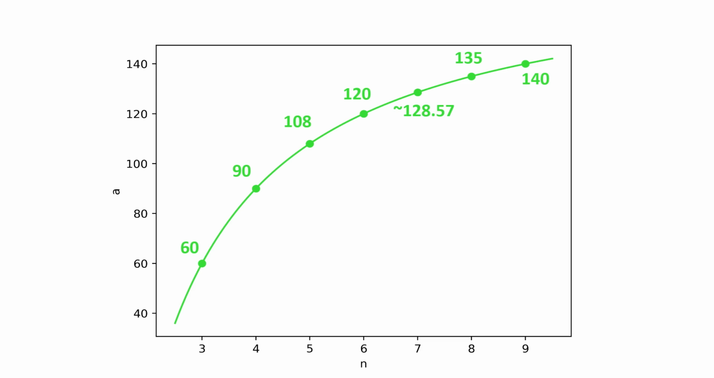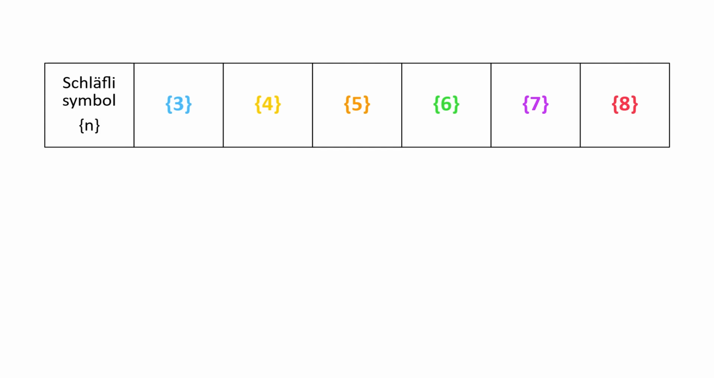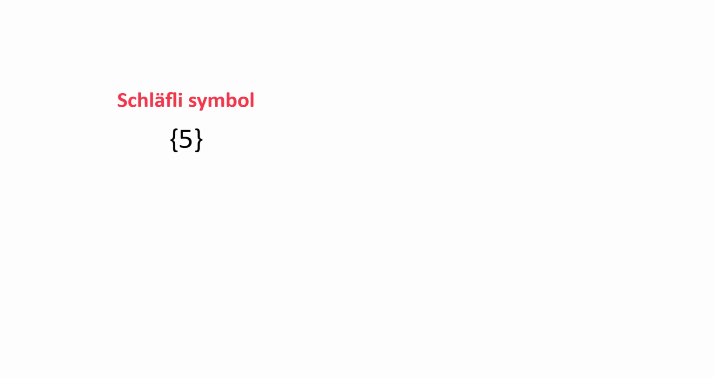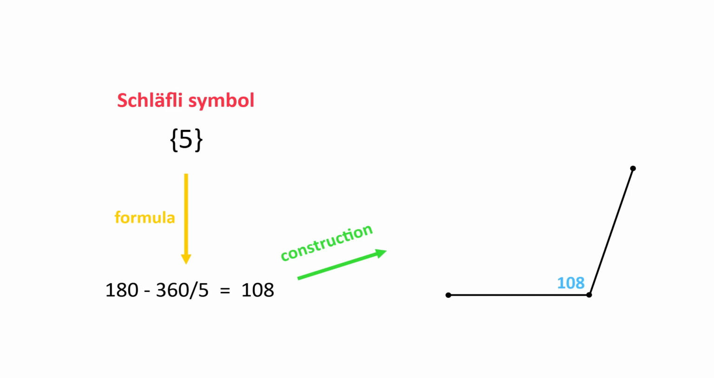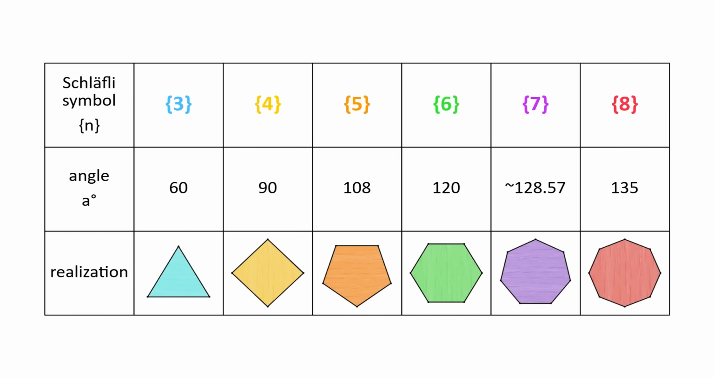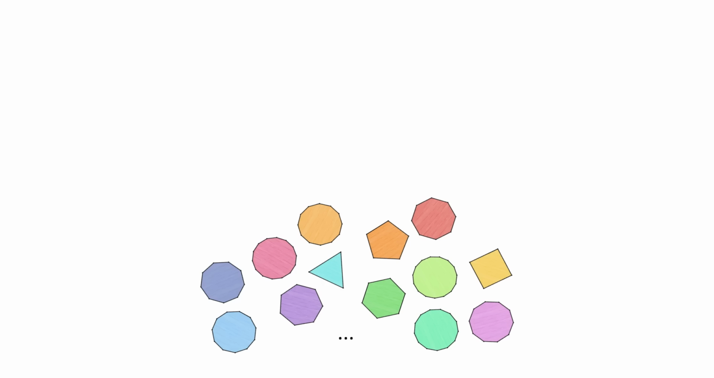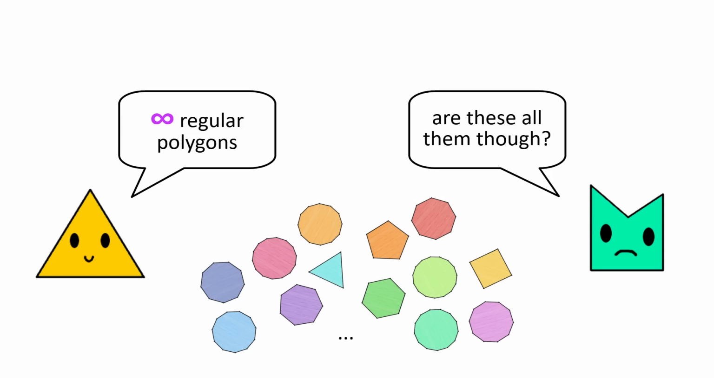We can represent these polygons with something called the Schläfli symbol. In this case, it's just a number in curly brackets. Essentially, whatever that number is, you input it into the angle formula, and then repeatedly connect line segments using that angle. Eventually, it will close up and you get a regular polygon with n sides, corresponding to the Schläfli symbol you started with. Executing this algorithm with all integers greater than or equal to 3 results in infinitely many regular polygons.